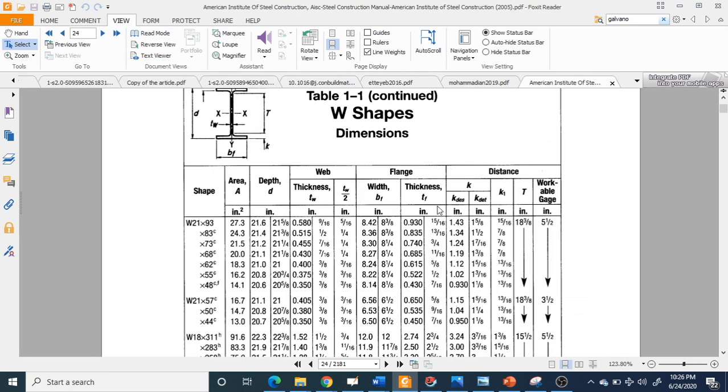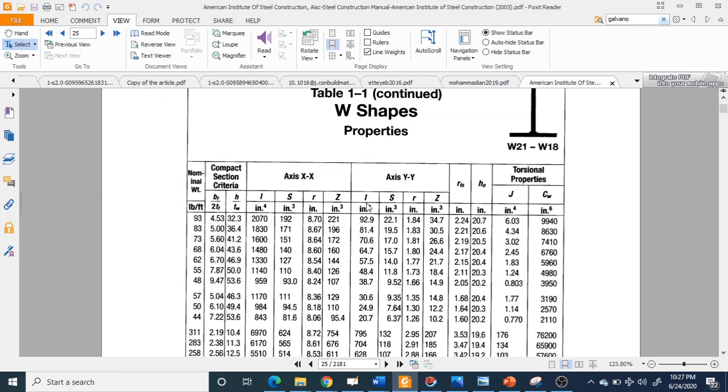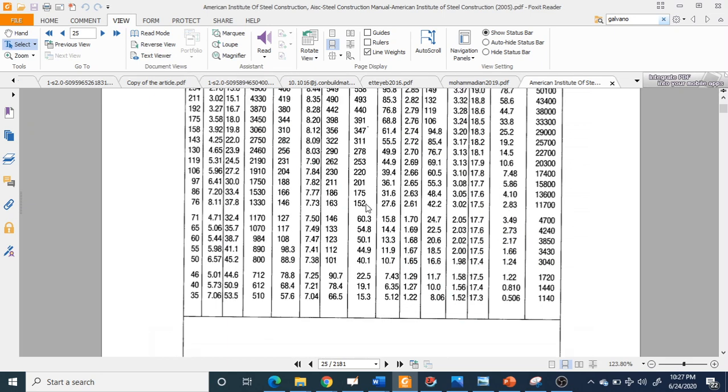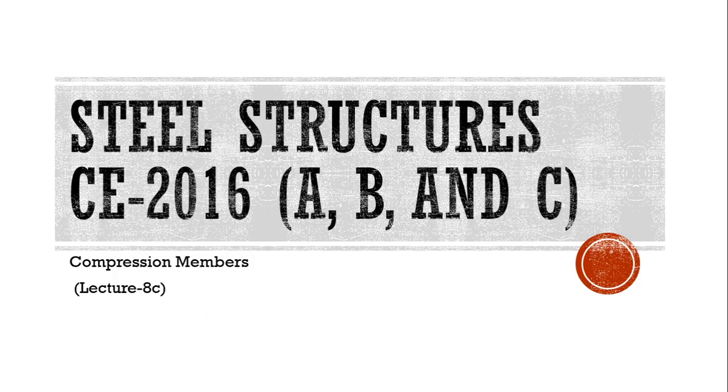Then I have Ixx and Iyy values as well. This is the moment of inertia, the second moment of area along the x-axis. This is the second moment of area along the y-axis. This is 1070, and this is 184, and the other value is 54.8. So from the manual you can easily find the properties of a W section. So I have found the important parameters of the W section, and I have written them there in the data.